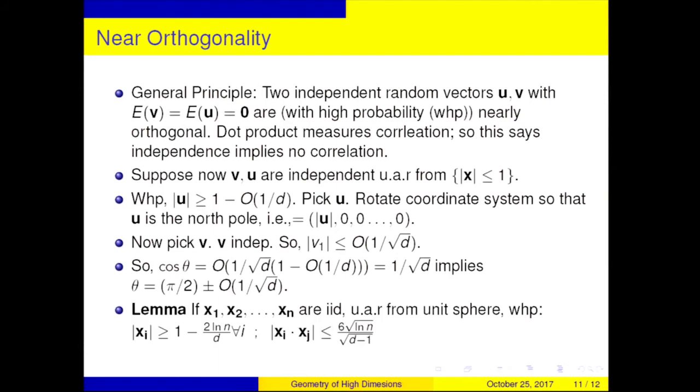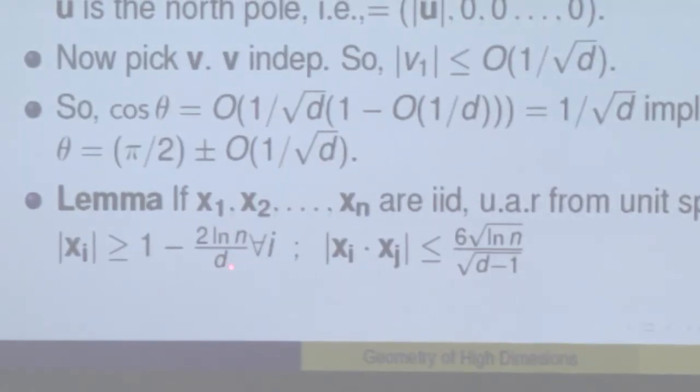What happens if I pick n vectors? If I pick n vectors IID in d-dimensional space, one can prove first all of them lie near the surface if log n is much smaller than d, and secondly all the dot products are small. Again, this is a log. If log n is not very big compared to d, that's n is smaller than 2 to the d, then the dot products also go to 0. Okay, so let me not actually prove this.